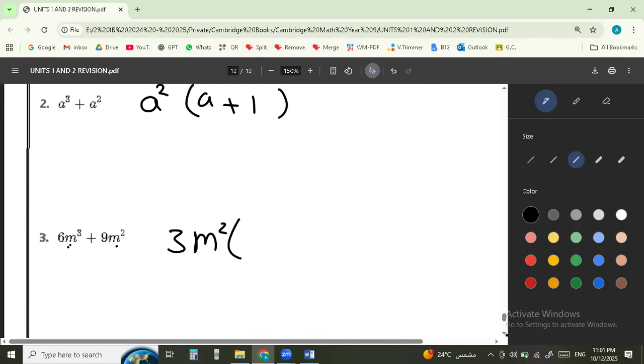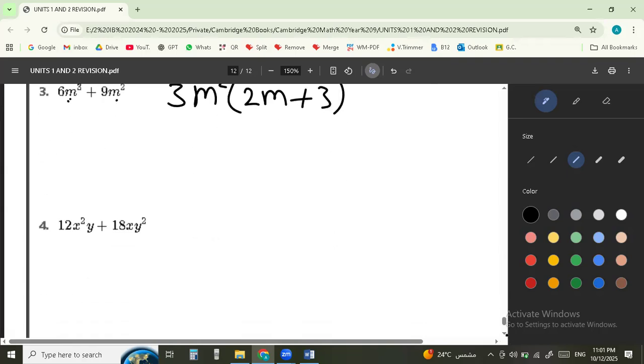Open brackets. 6m cubed divided by 3m squared. 6 divided by 3 is 2. M cubed divided by m squared is m. Positive 9 divided by 3, positive 3. M squared divided by m squared, bye-bye. So it's just 3m squared multiplied by 2m plus 3.